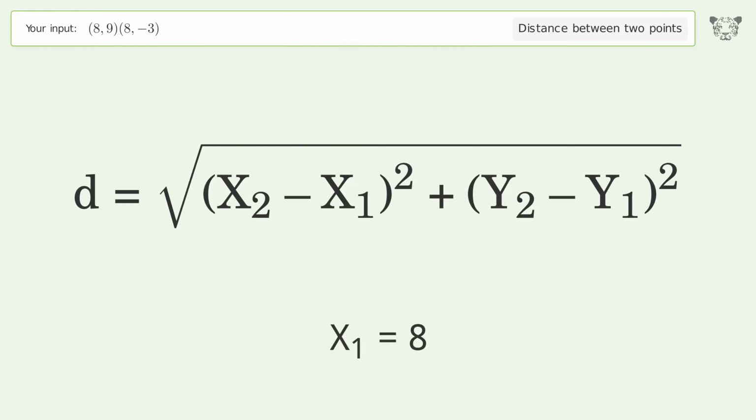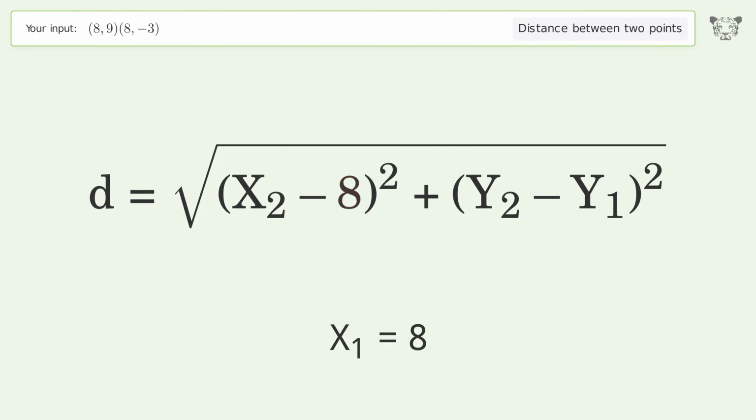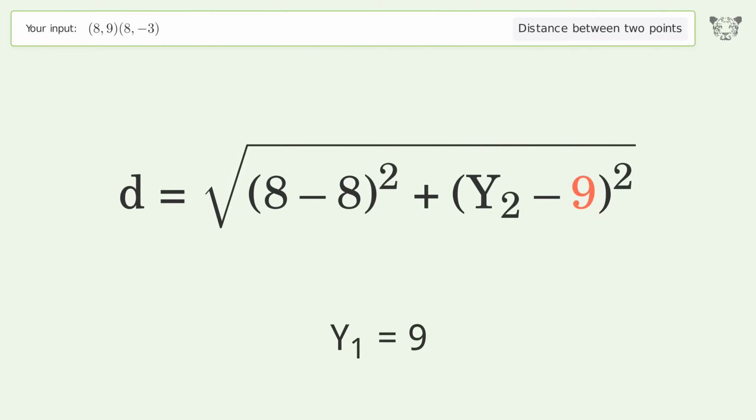x1 equals 8. x2 equals 8. y1 equals 9. y2 equals -3.